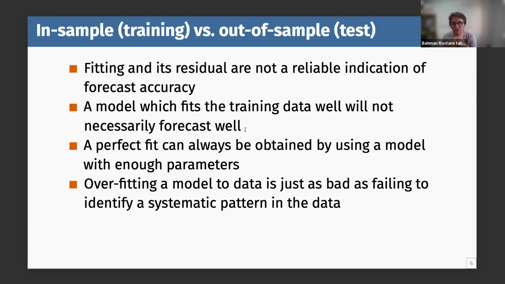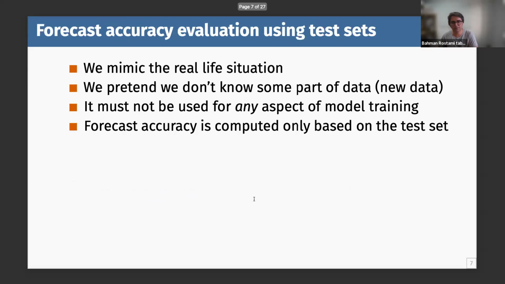So a model which fits the training data very well doesn't necessarily forecast well. This is very important to keep in mind. And we can always get a perfect fit, as I highlighted, with an increasing number of parameters. And so overfitting a model is bad, and failing to identify systematic information is bad as well. You want something in between. So to do that, we mimic the real life situation.